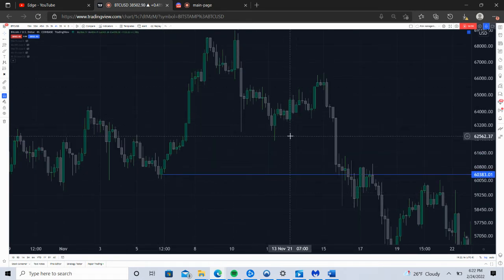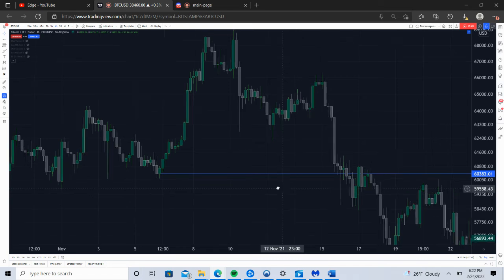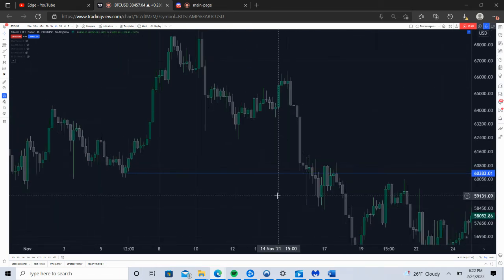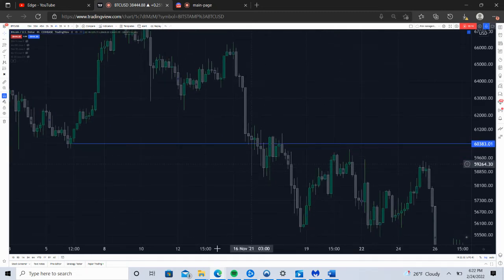In fact, I was long here expecting all-time highs, and I used this level a little bit as invalidation. I also use this level as well. But you can see how when a level is lost, it provides very good symmetrical price action.